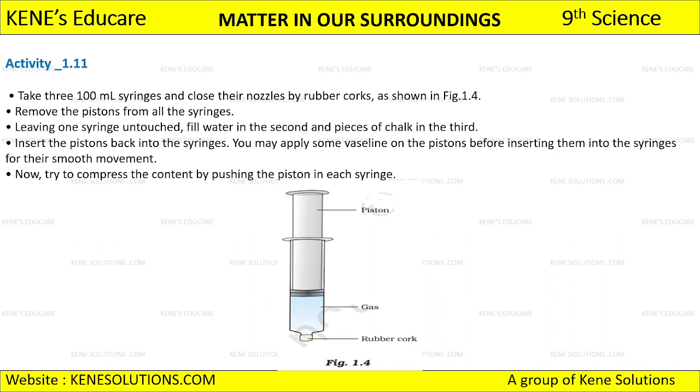The syringe that you have left untouched, you will be easily able to push it. This shows that, apart from the three where you have water, chalk and Vaseline applied, only the syringe that is untouched, you will be able to push easily. So this shows that there was air in the syringe which was left untouched, which is gas and is compressible. So that is how we can conclude from this that air is highly compressible, right?